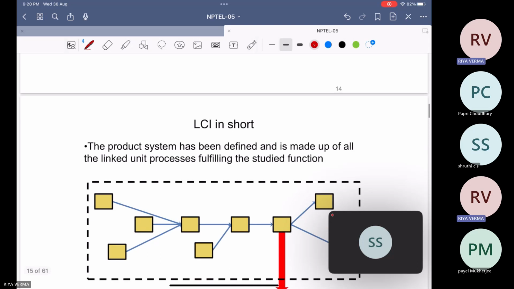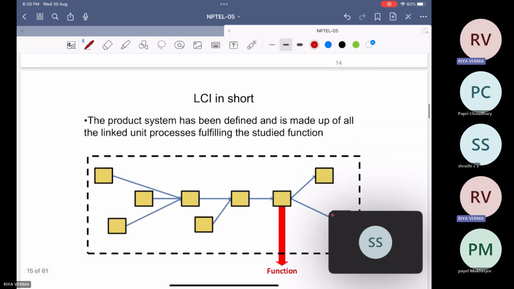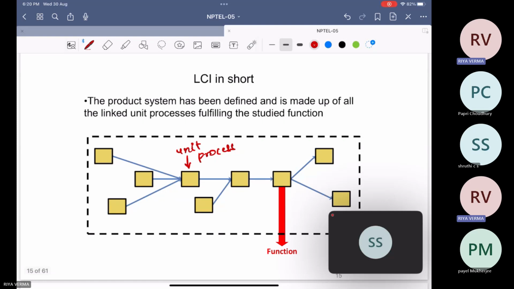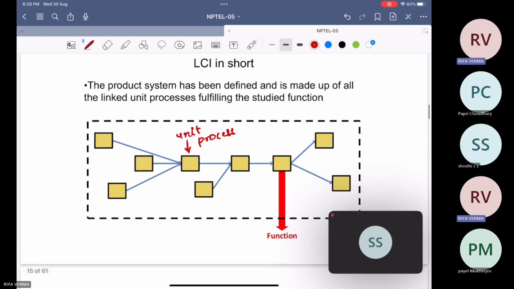Now, this is your life cycle inventory. How do we formulate a life cycle inventory? The product system has been defined, and it is made up of all the linked unit processes for fulfilling the studied function. So these boxes here are showing your unit processes, and these are your flows. If anyone may tell me, what are the two different types of flows that we use to link the unit processes?